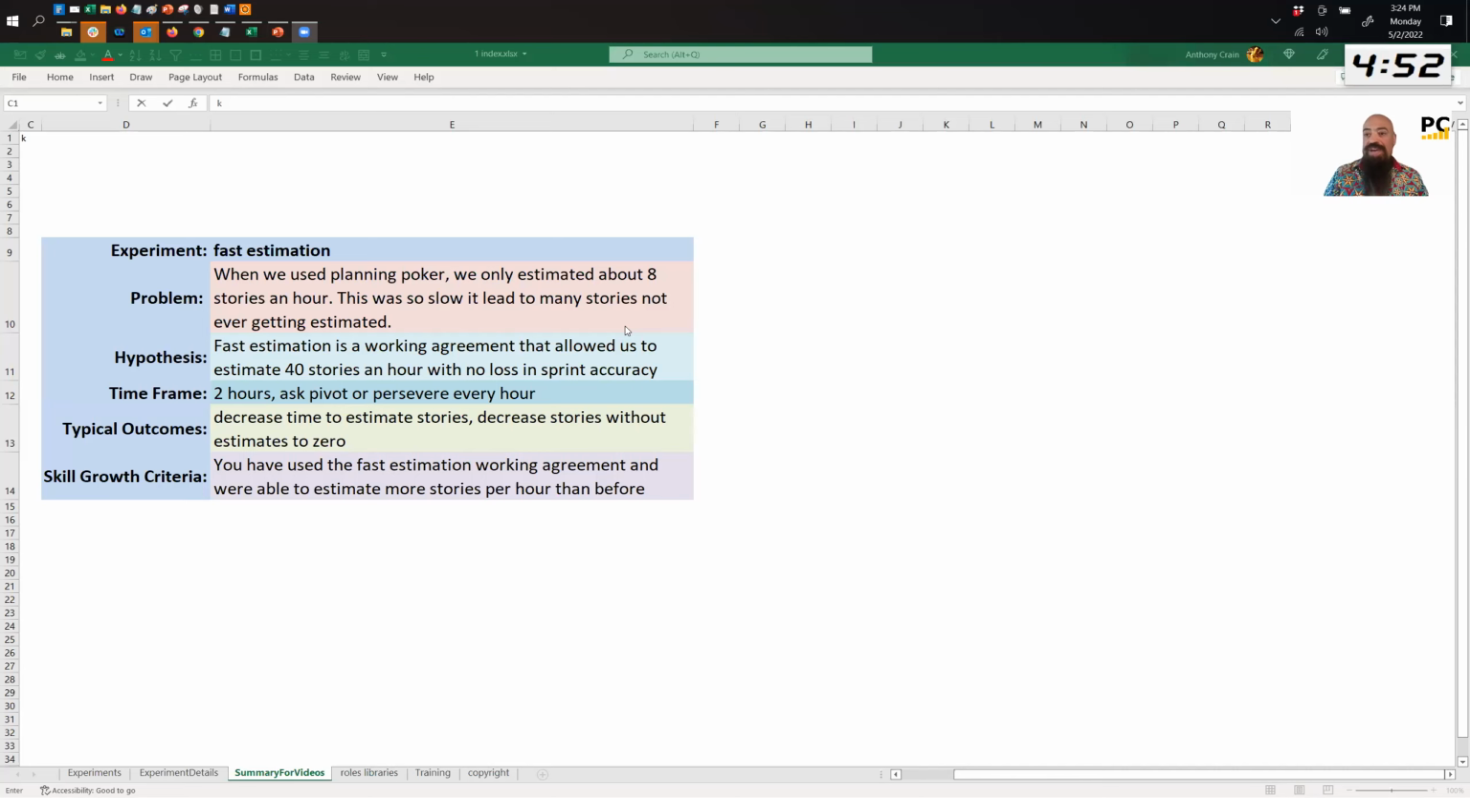And today we are going to talk about an experiment called fast estimation. So here's the experiment page for this one.